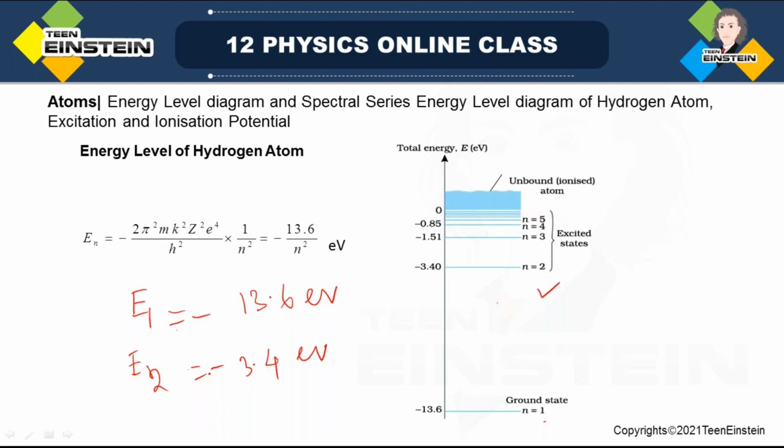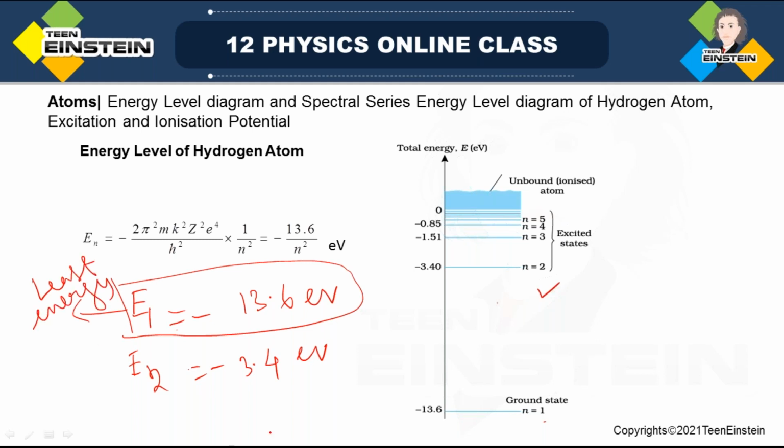Among these two, which one is the least energy? This is the least energy. So this has the least energy, and this least energy state is called the ground state. Ground state, why? Because here the energy is the least. Any system in the physical world tries to come to a state where its total energy will be least. That state of any system is called its ground state.